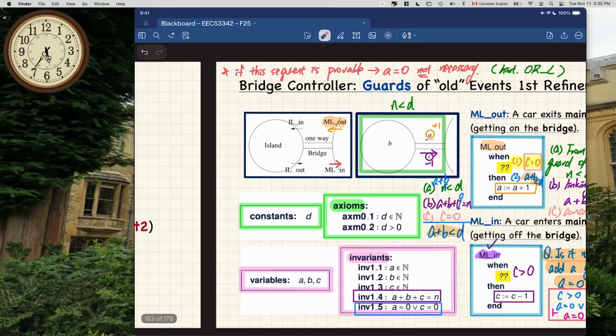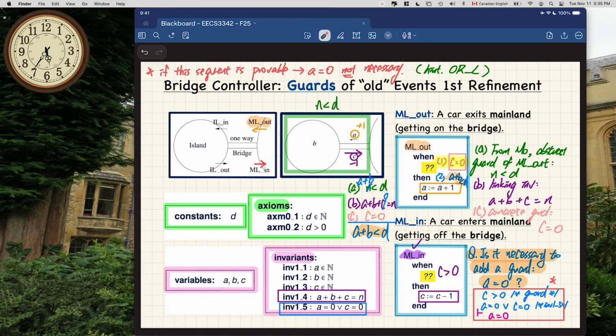All right, so let's first talk about refinements. We talked about ML out and ML in. These two events already exist in the abstract model M0, and these two are the concrete versions that we have over here. They are defined in terms of A, B, and C, the concrete variables. And we spoke about how we can derive the concrete guards over here. We talked about these two, and also this one over here.